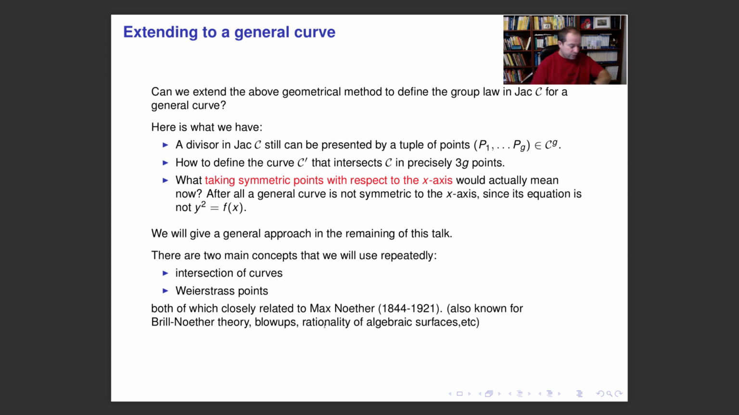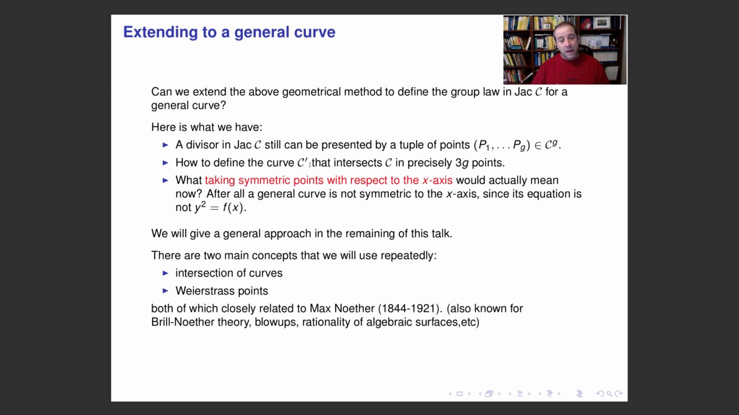So here is what we want to do. Can we extend this geometrical method to the group law in general? Let's remind ourselves what we have. A divisor in the Jacobian of C is still determined by a g-tuple of points. Now we need to find a way to define this interpolating curve, this C prime.